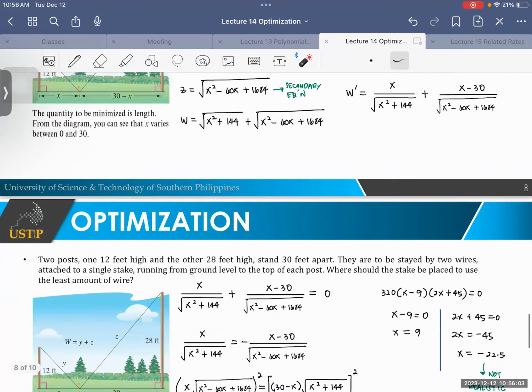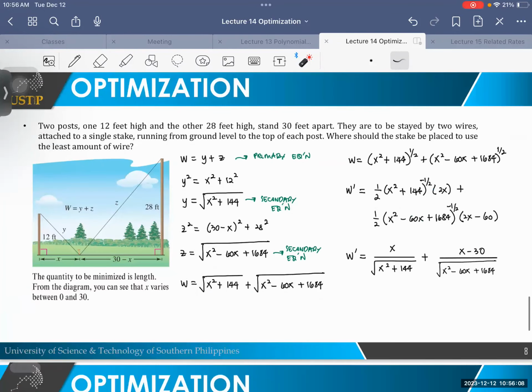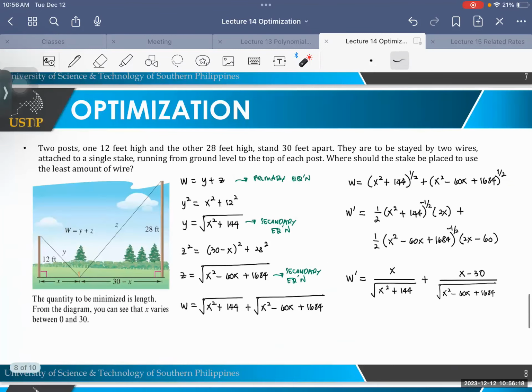Okay, this is the last example before I give you the related rates. Let's have this last problem. It's a bit tricky and lengthy, but it's easy, class. Two posts, one 12 feet high, and the other 28 feet high, stand 30 feet apart.